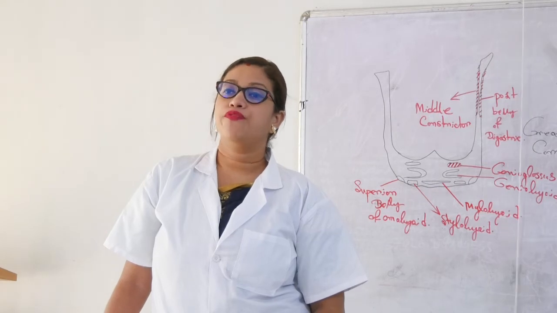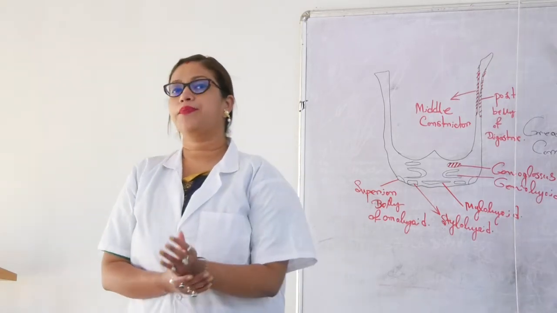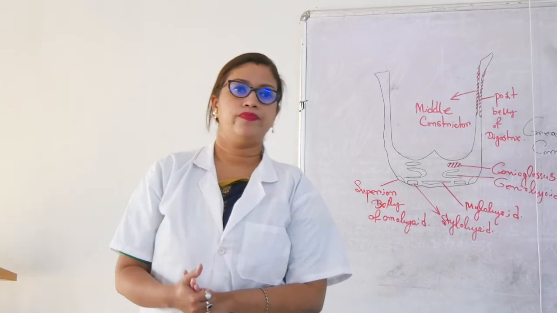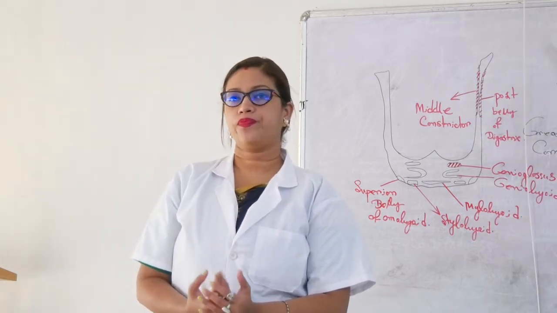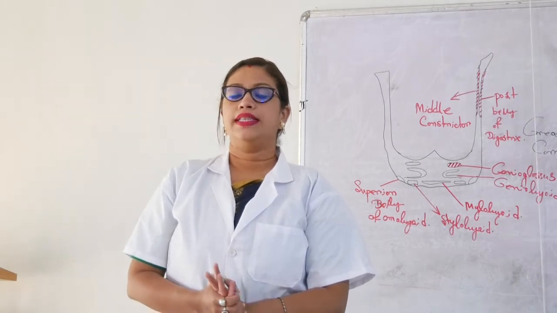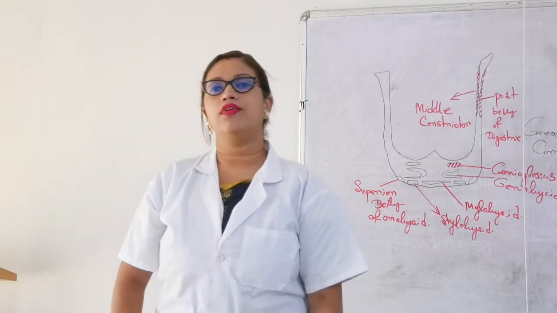Then next one is the greater cornu. It develops just before birth, so that means nine months of intrauterine life. Or you could write nine months of intrauterine life. Then next one is the lesser cornu. It develops at puberty.